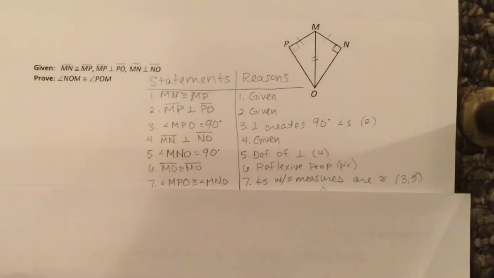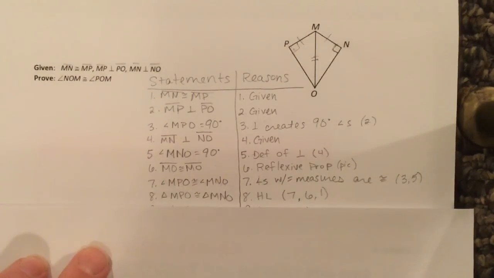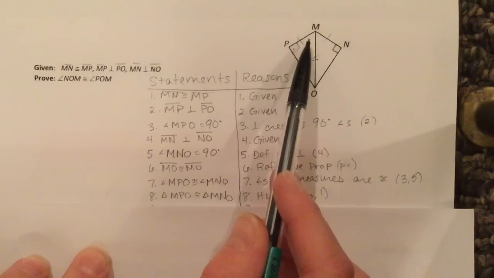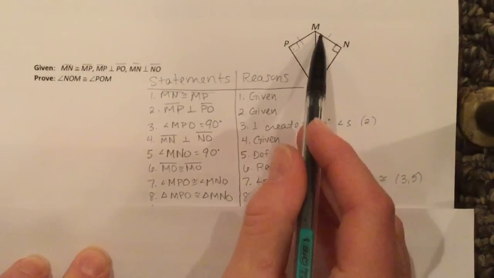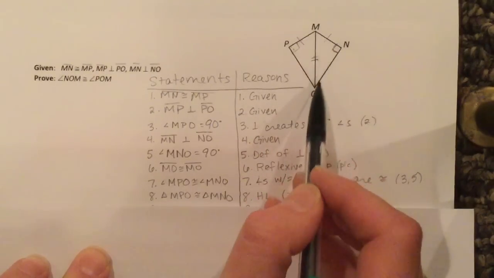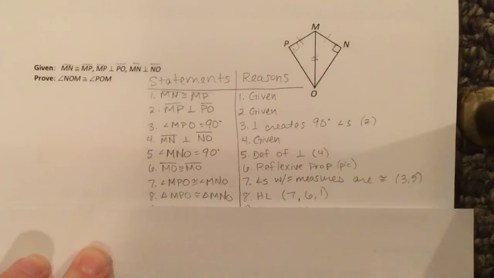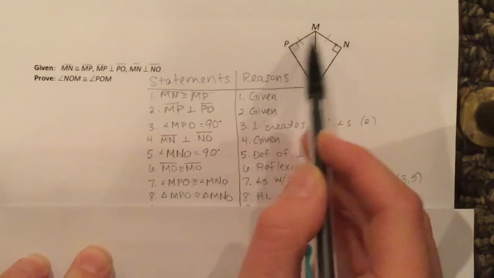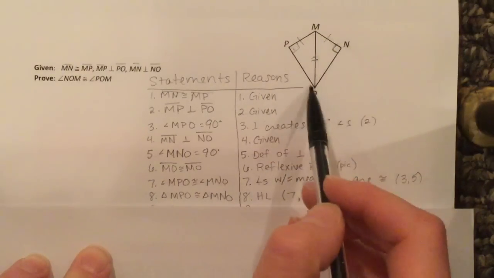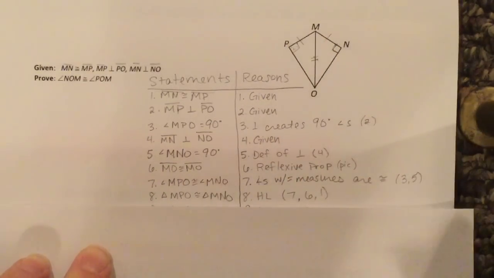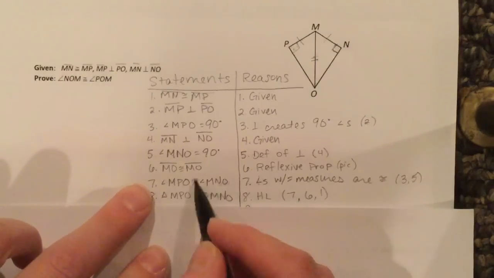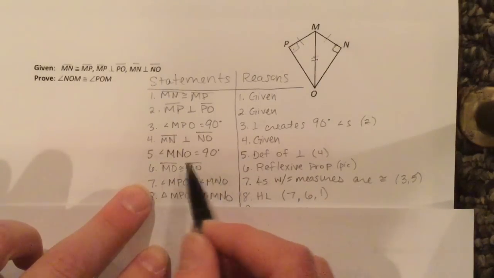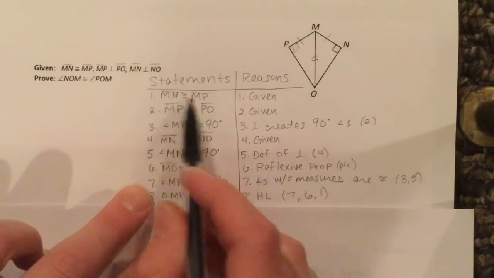Now I have enough information to say hypotenuse leg is how I prove these two triangles are congruent. Triangle MPO is congruent to triangle MNO. Remember, I have to have the right angles for hypotenuse leg. I have my congruent legs here, and my hypotenuse is MO. So for hypotenuse leg, I used 7, the right angles, 6, my hypotenuse, and 1, where I got my congruent legs.